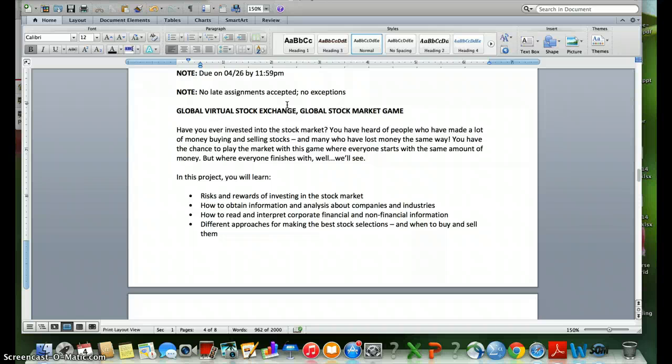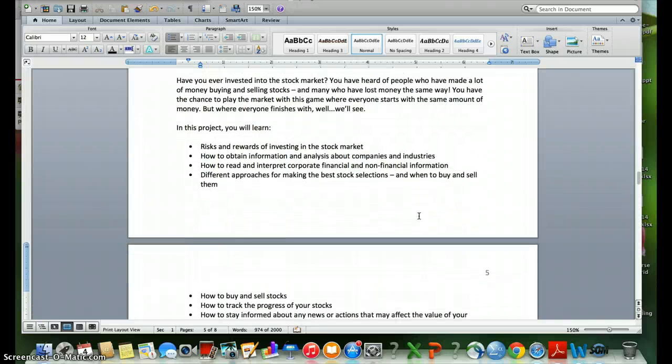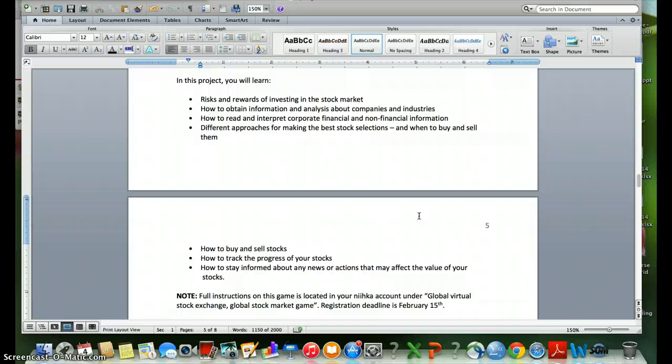Some of the things that you're going to learn in playing this game are the risk and rewards of investing in the stock market, how to obtain information and analysis about companies and industries, different approaches for making the best stock selections and when to buy and sell them, how to buy and sell stocks, and how to track the progress of your stock.